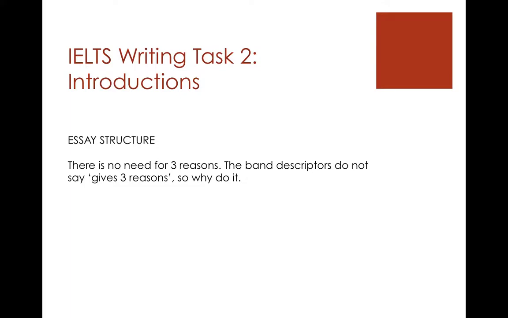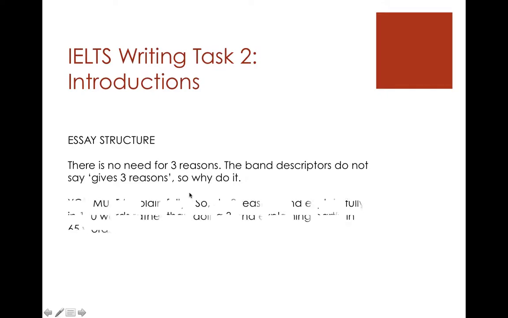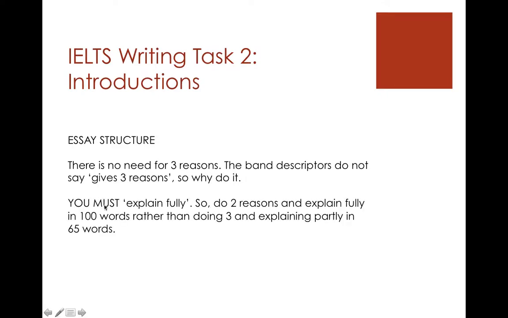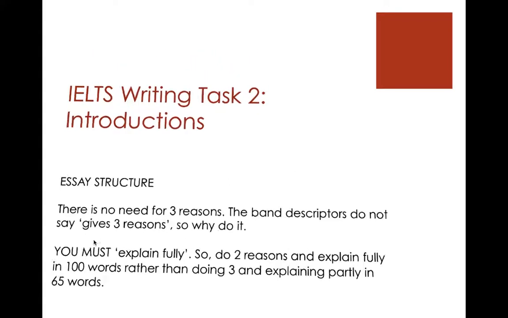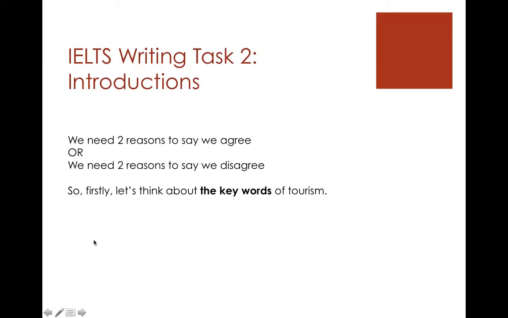The band descriptors, the rules, do not give 3 reasons. So why do it? But you must explain fully. It does say you have to do that. So if you do 2 reasons, you have 100 words to explain fully what your idea is, rather than doing 3 and explaining partly in only 65 words. So we need to say 2 reasons why we agree, or we need 2 reasons why we disagree.